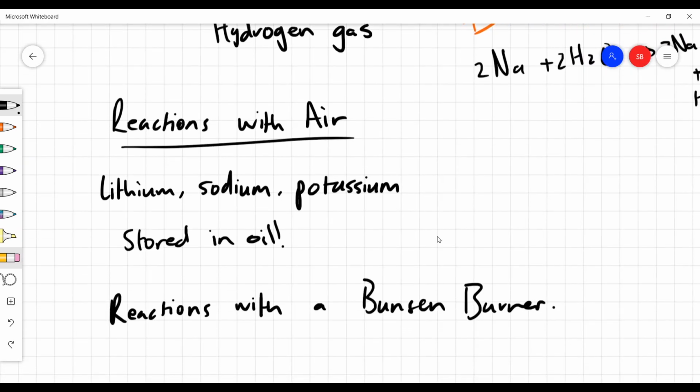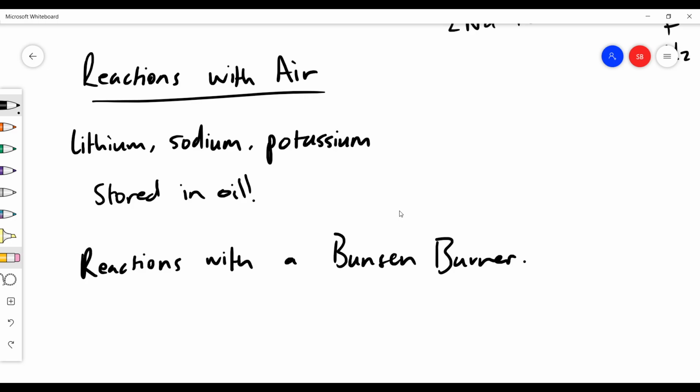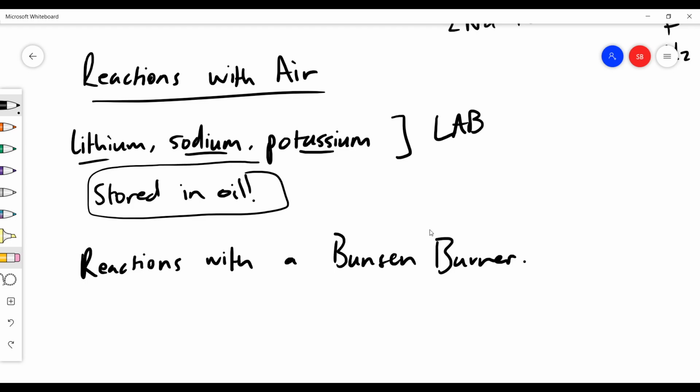Okay, reactions with air. As I've said before, we have lithium, sodium, potassium. Generally, these are the three that we have in a lab, and they're stored in oil. That's to prevent them from reacting with the oxygen. So that's pretty much everything that we're going to talk about in this series.